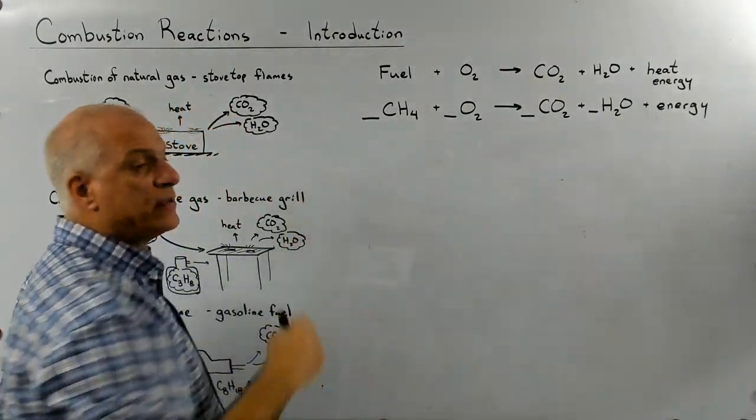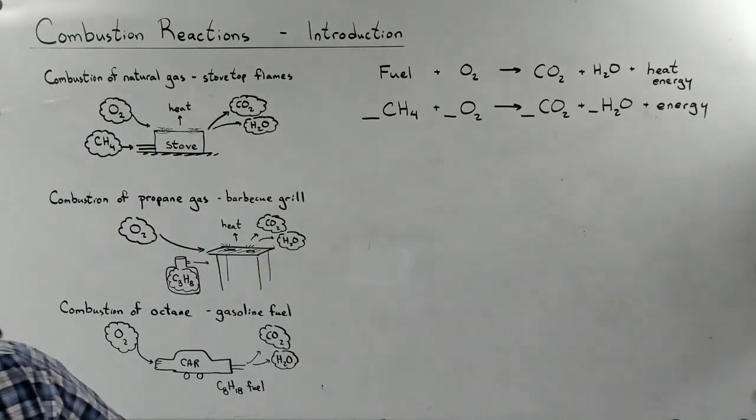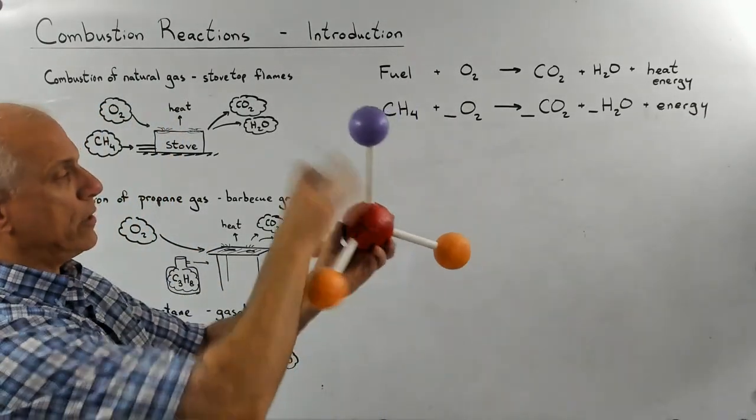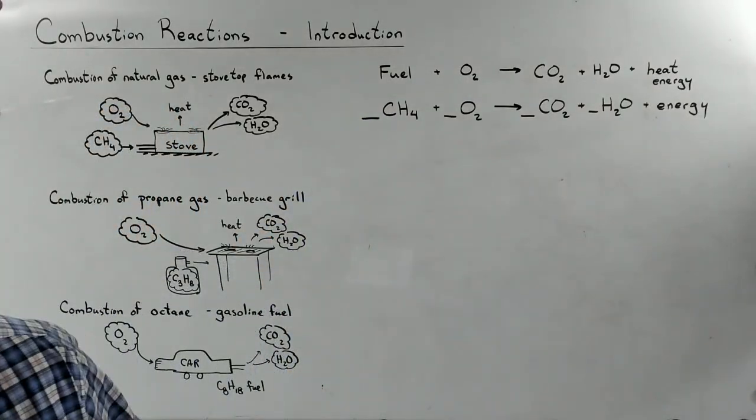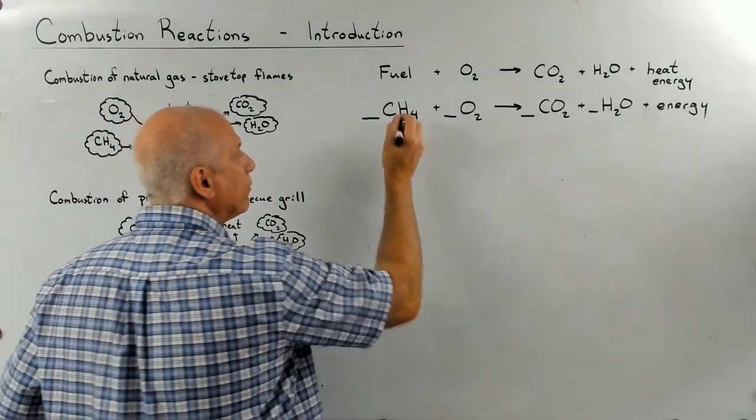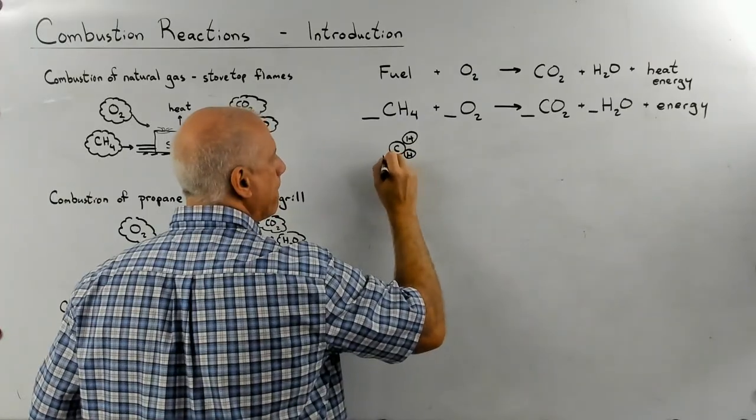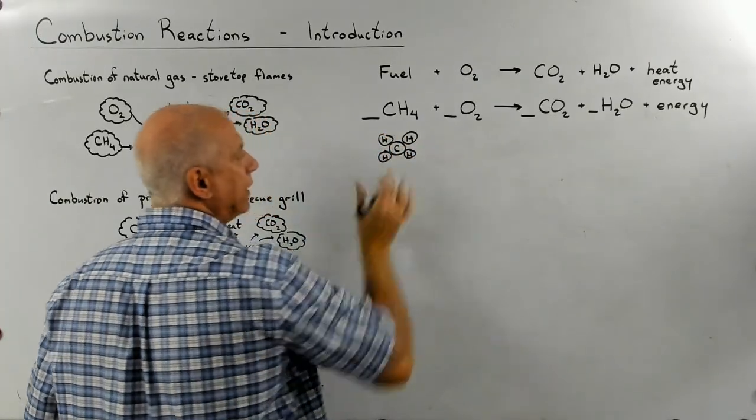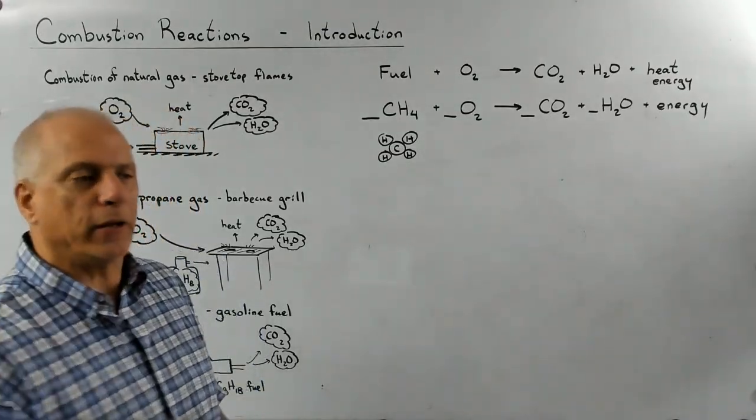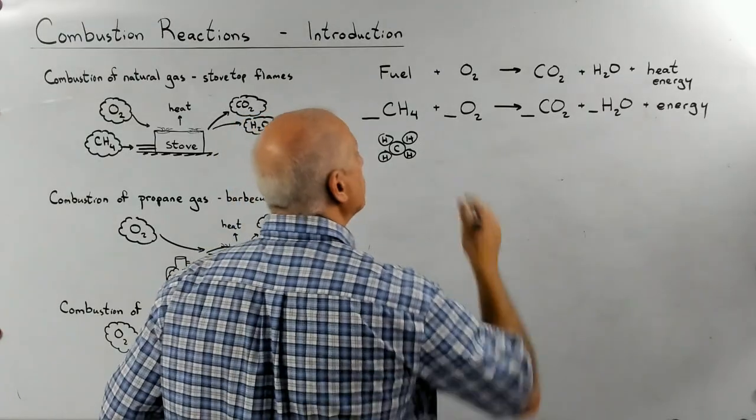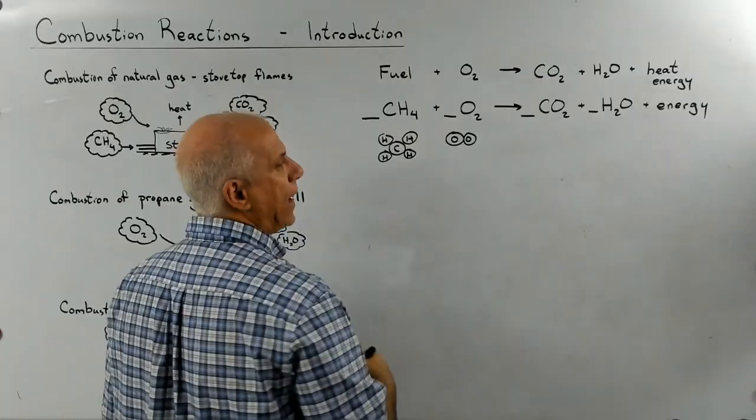CH4 is a molecule that contains one carbon atom and four hydrogen atoms. For example, this model right here, one carbon atom, four hydrogen atoms. We'll get into bonding and Lewis diagrams later on, but for right now, I'm just going to represent that molecule like that. Oxygen gas in the atmosphere is diatomic. Oxygen atoms do not like to be by themselves. They will partner up with other oxygen atoms. So here are two oxygen atoms.